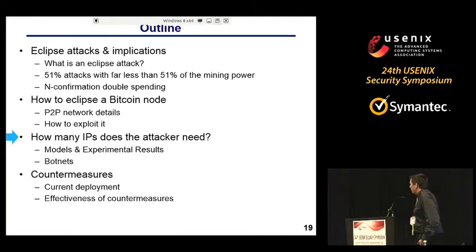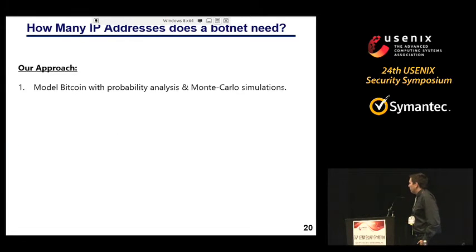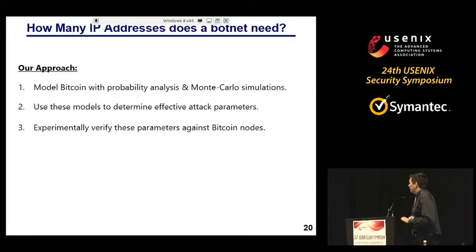So we've explained how to do this, but who can do this? How easy is this to do? So our approach was to look at the Bitcoin source code and model it with probability analysis, and then also use Monte Carlo simulations to validate our probability analysis. We use these models to determine effective attack parameters, time invested, number of distinct IPs, and then we experimentally verified these parameters against live Bitcoin nodes. We did these to our own Bitcoin nodes, but they were part of the Bitcoin network.